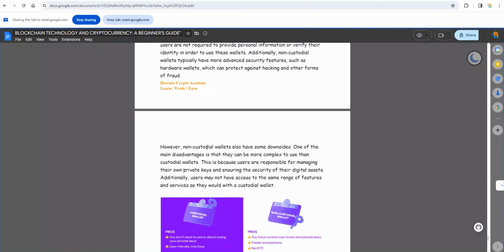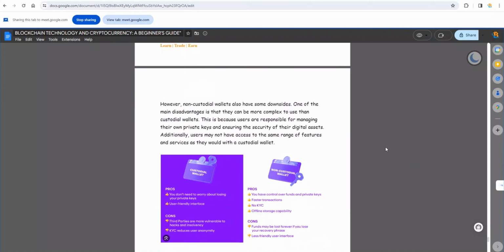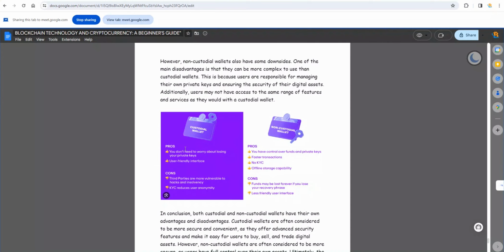However, there are also some downsides, as it is with any other wallet, and one of the main disadvantages is that they can be more complex to use than custodial wallets. Okay, this is because users are responsible for managing their own private keys and ensuring the security of their digital assets. So this narrows down to your own personal responsibility. If you're not responsible and you cannot keep this private key safe, then it means you are at risk. Additionally, users may not have access to the same range of features and services as they would with a custodial wallet, and you're going to see these very soon.